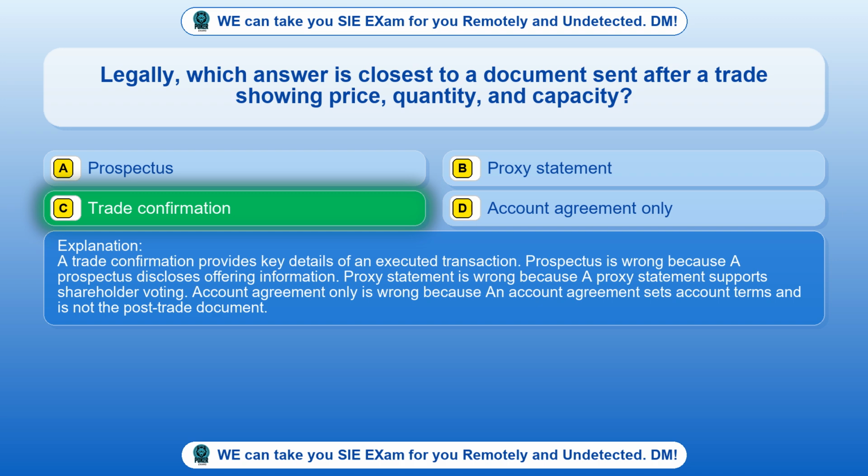Prospectus is wrong because a prospectus discloses offering information. Proxy statement is wrong because a proxy statement supports shareholder voting. Account agreement only is wrong because an account agreement sets account terms and is not the post-trade document.